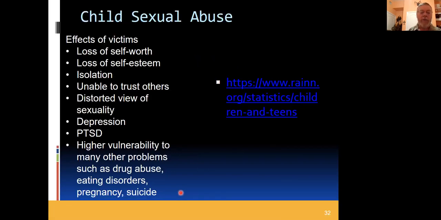So what can we do to reduce the number of children who experience child sexual abuse? One of the things that we can do is to make sure that we report it if we suspect that child sexual abuse is going on. You already know from earlier in the course that in Texas, all of us are required by law to report any suspected abuse. There are many ways you can do that.